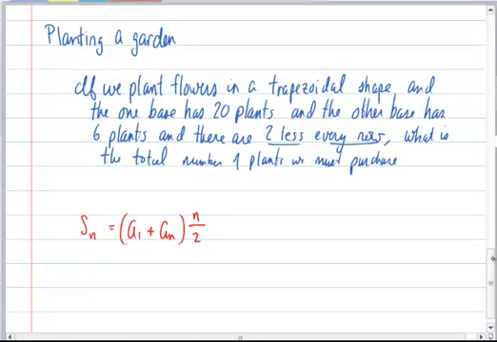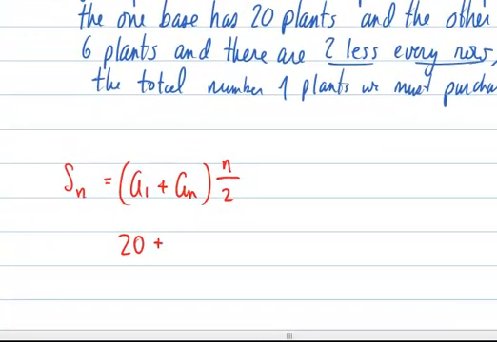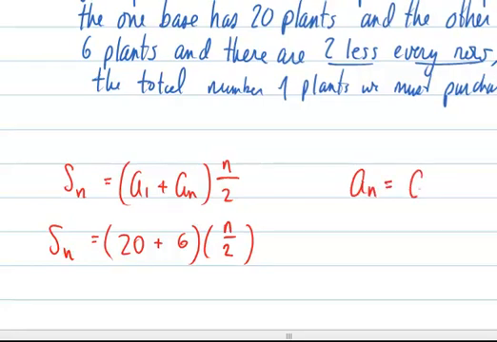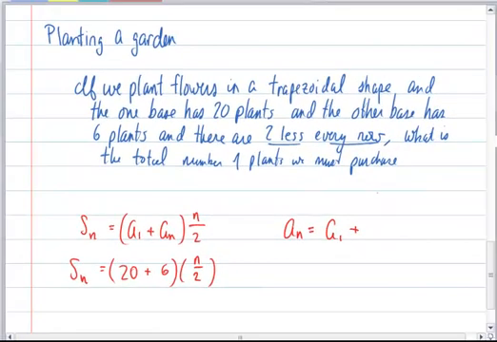Only problem is when I start plugging in the values, my first row has 20, my last row has 6, and I look to see what I don't know: how many rows I have. So I need to figure out the n value to use this equation. So that's where I go back to my amount equation. The amount is equal to the first row plus n minus 1 times the difference value.